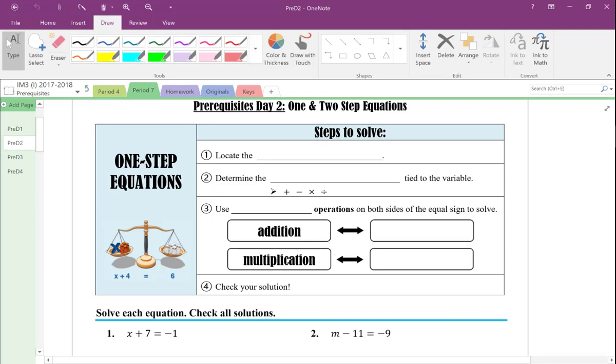So we are on one-step equations. Does anyone remember what that letter is called in terms of math? Like, what do we call an x? What is that name for it? Variable. Oh, yeah, very good.